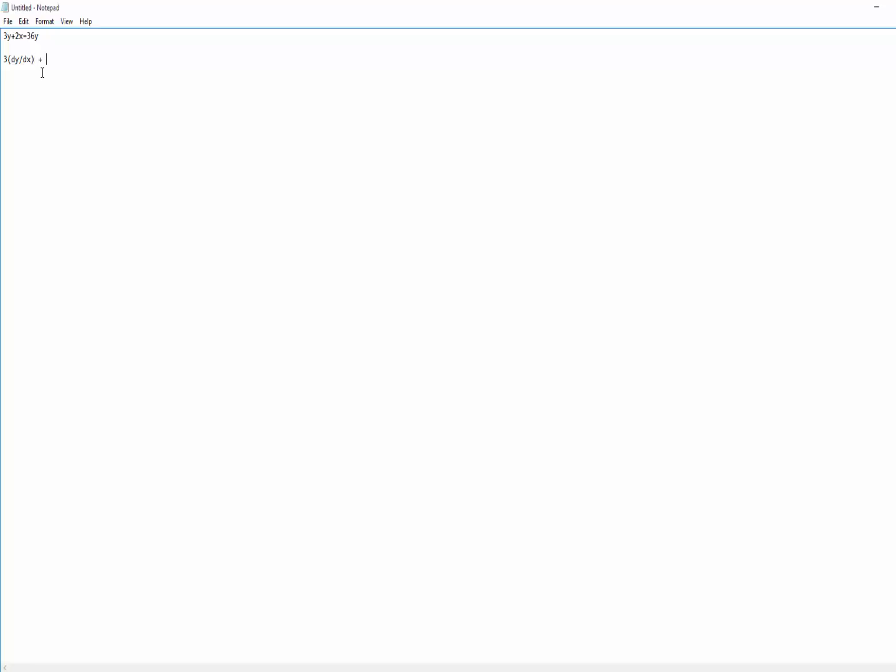So then you do it with the x variable. It's 2 times dx/dx, which is just 1. So it's the same thing as 2, which is like normal. And then equals 36y, so that'd be 36 times dy/dx. All right. So there's the first example. Now the second example is y squared plus x squared equals 2x plus 36. Okay. All right.